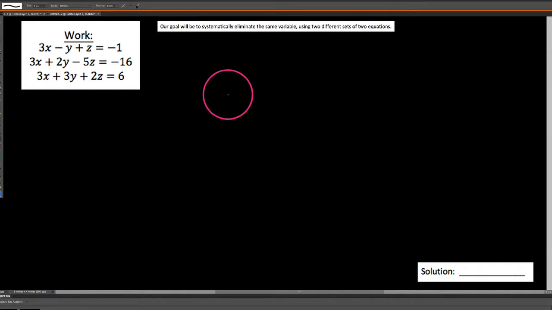Okay, YouTube, in this video we're going to be looking at a general method that we can use to solve larger systems, most specifically systems that have three equations and three variables. And so in this instance we're going to refer to these as 3 by 3 systems. You'll often see it written as 3 by 3.